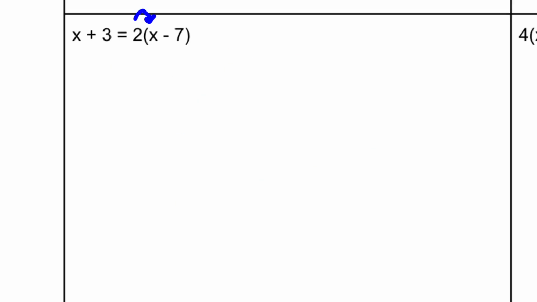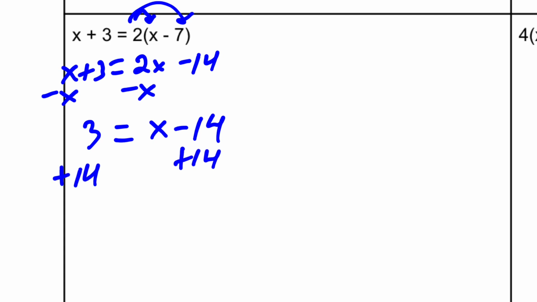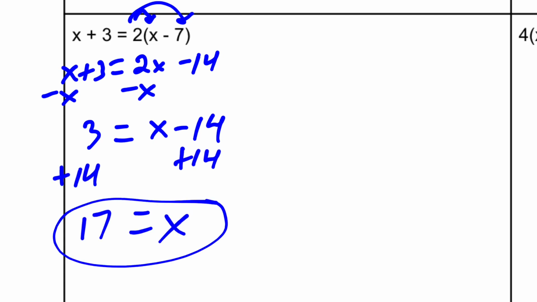Let's distribute this 2, and I have 2x minus 14 on the right, and x plus 3 on the left. So if I start to solve this, I can see that there's going to be a solution. And in this case, the solution is 17. Cancel out the x's, and then solve like normal.